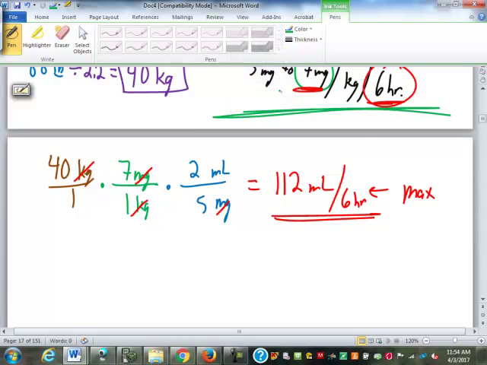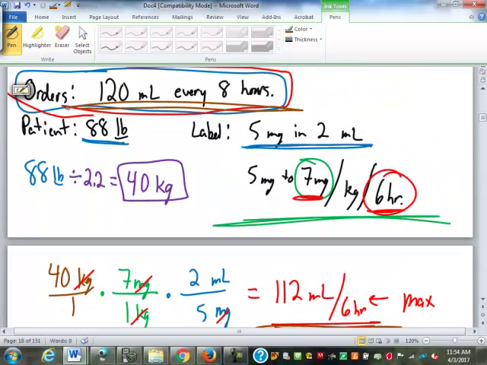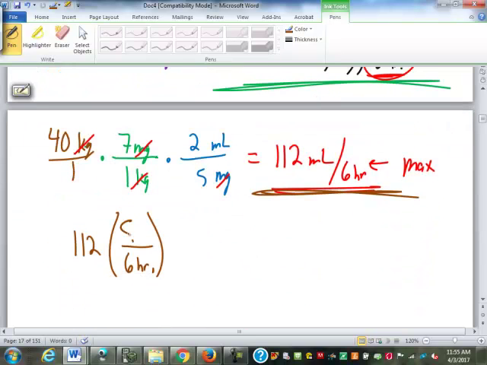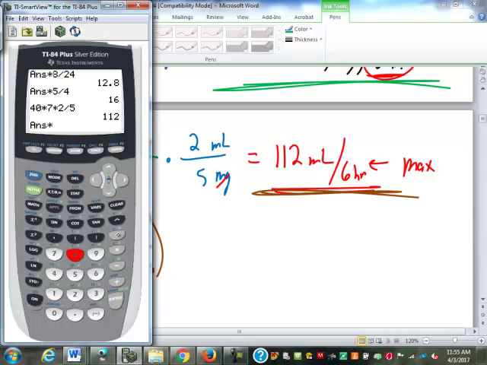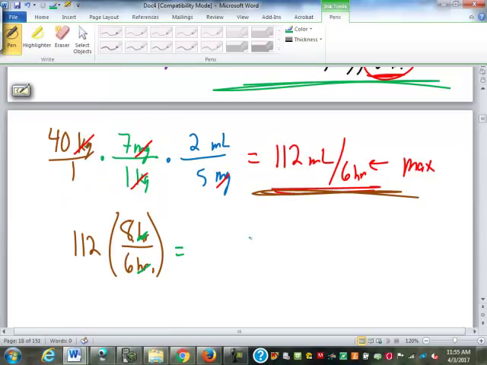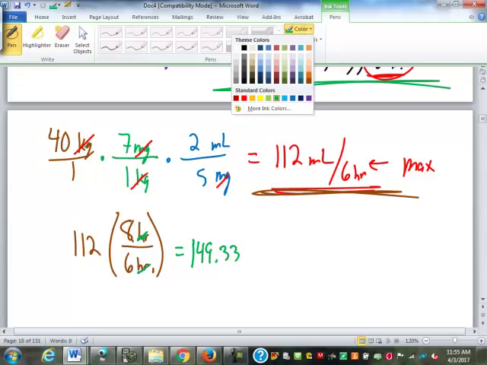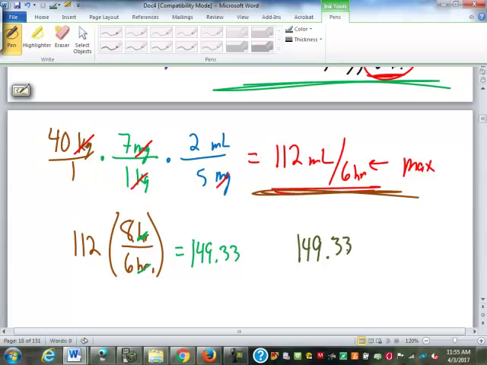So we're going to take our 112 here. And in our fraction, what number is going to go on bottom? How many hours is it currently over? 6 hours. 112 milliliters over 6 hours. And we want to change it to how many hours? The doctor's orders are for 8 hours. So we're going to take that 112 times 8 divided by 6 to get 149.33. So that's telling us 149 and 1/3 basically, 0.33 milliliters every 8 hours is the maximum dose.